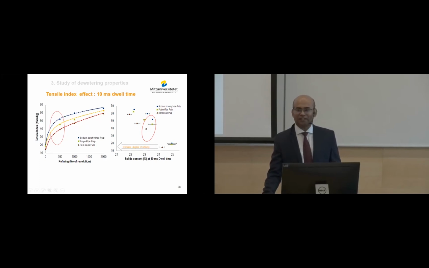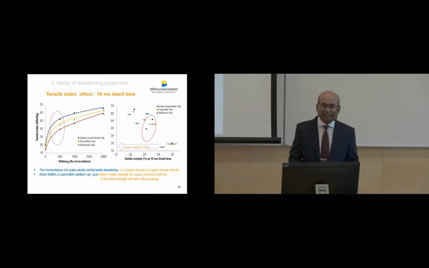If you look at the solid content compared with the tensile index here, this one was unbeaten, 500. This one, the 1000, this is the 2000 PFI revolutions. It looks like sodium borohydride compared with the polysulfide and the reference has almost 23% better solid content at a lower refining stage. It means hemicellulose rich pulp clearly has better dewatering, I mean higher dryness at a given tensile strength. Also either sodium borohydride or polysulfide addition can give higher strength for a given amount of refining, and also the same strength with less refining.